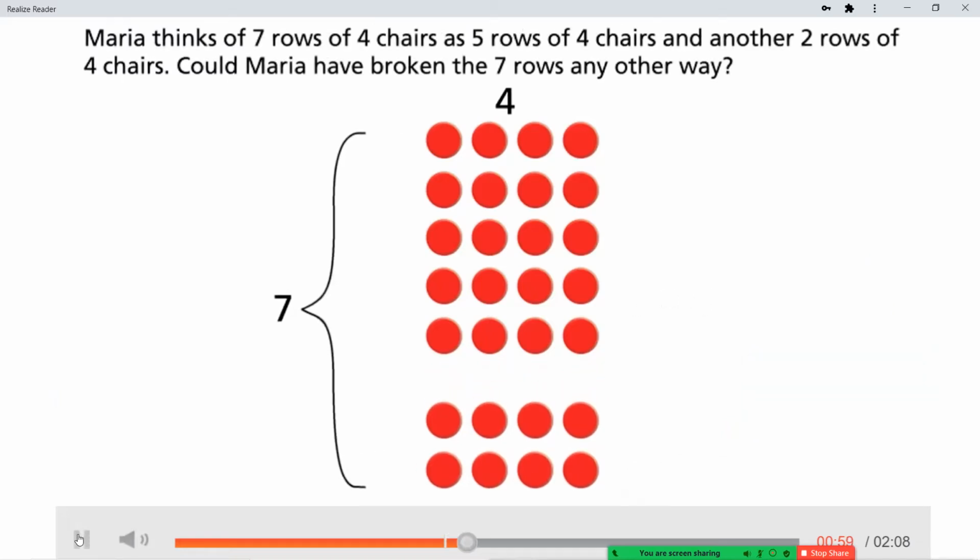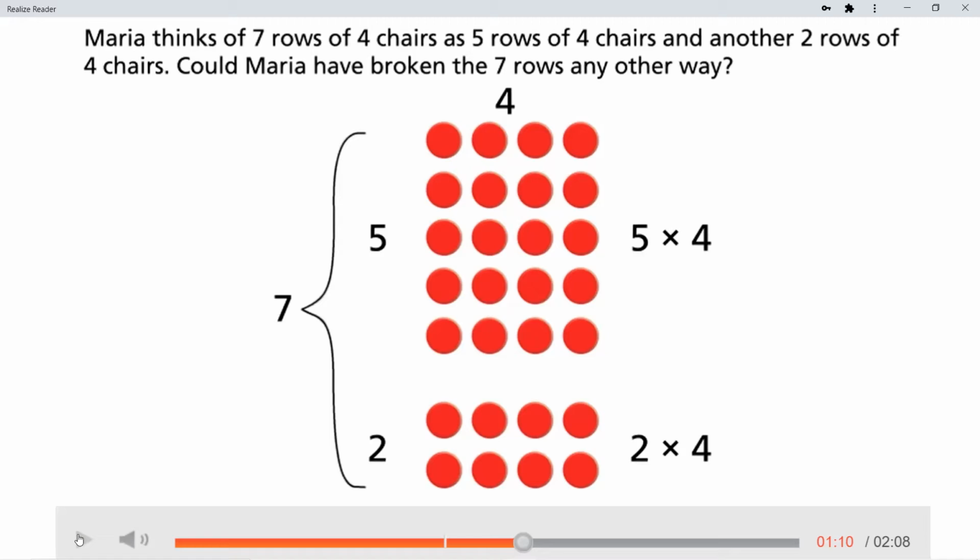Maria thinks of 7 rows of 4 chairs as 5 rows of 4 chairs and another 2 rows of 4 chairs. Could Maria have broken the 7 rows any other way? Now, so far we've seen one way that they split the array. So we know our 5 times tables, those ones are pretty easy, and we know our 2 times tables.